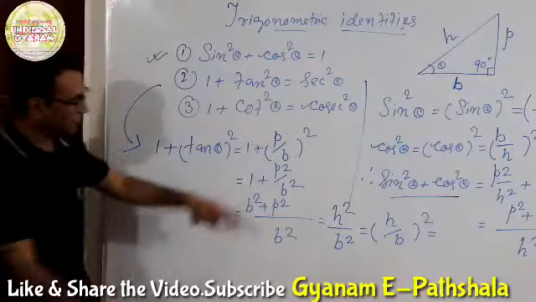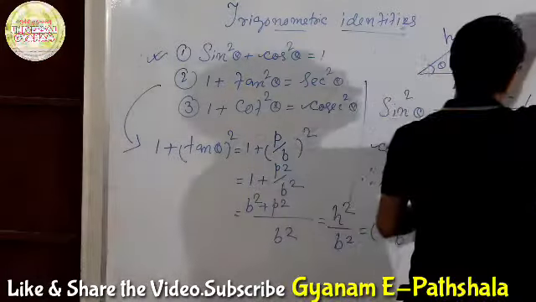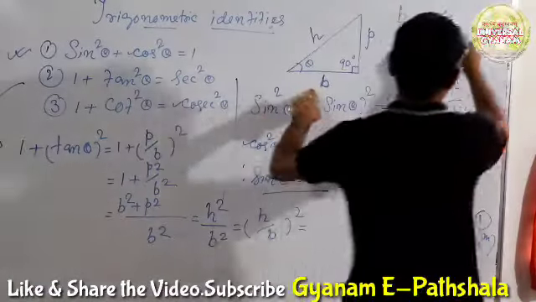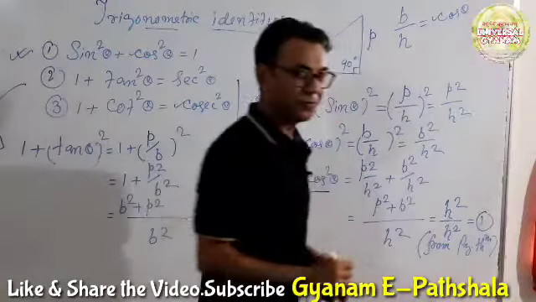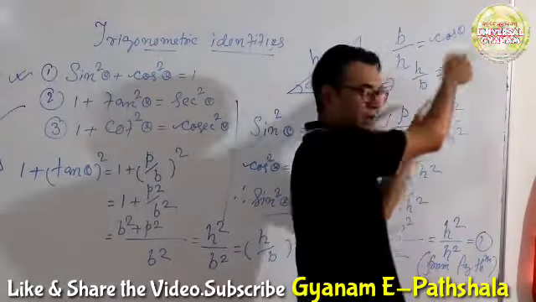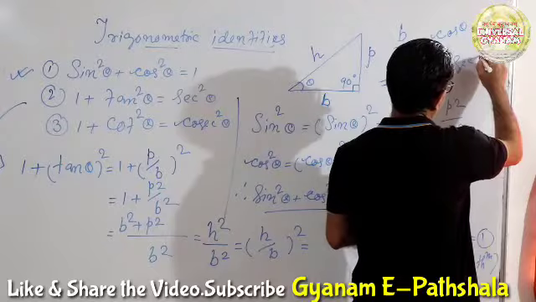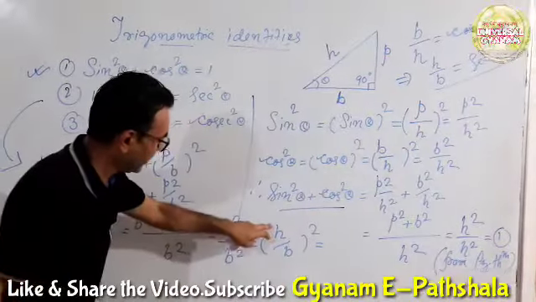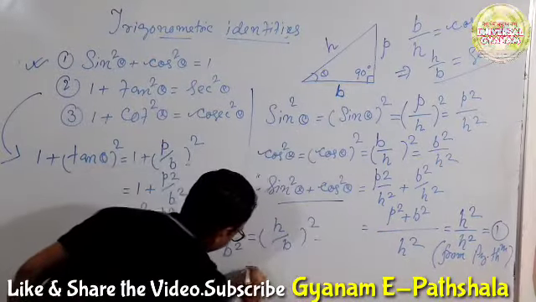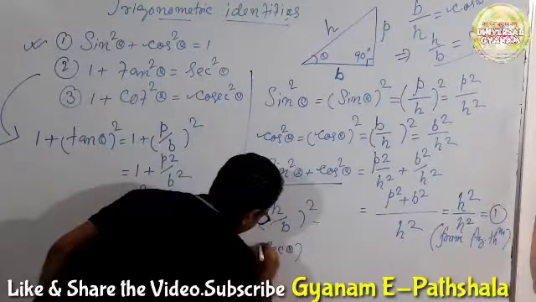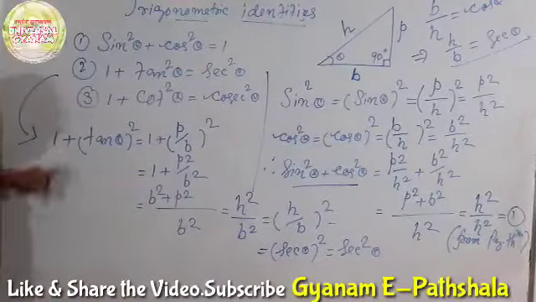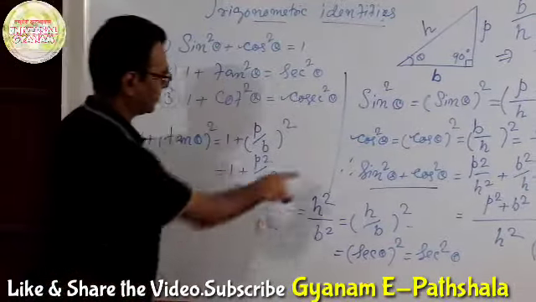Now what is h by b? We know that base by hypotenuse is cos theta. Therefore, its reciprocal h by b is equal to 1 by cos theta. 1 by cos theta is sec theta. So h by b whole square is sec theta whole square. This is nothing but sec square theta. Therefore, 1 plus tan square theta is equal to sec square theta.